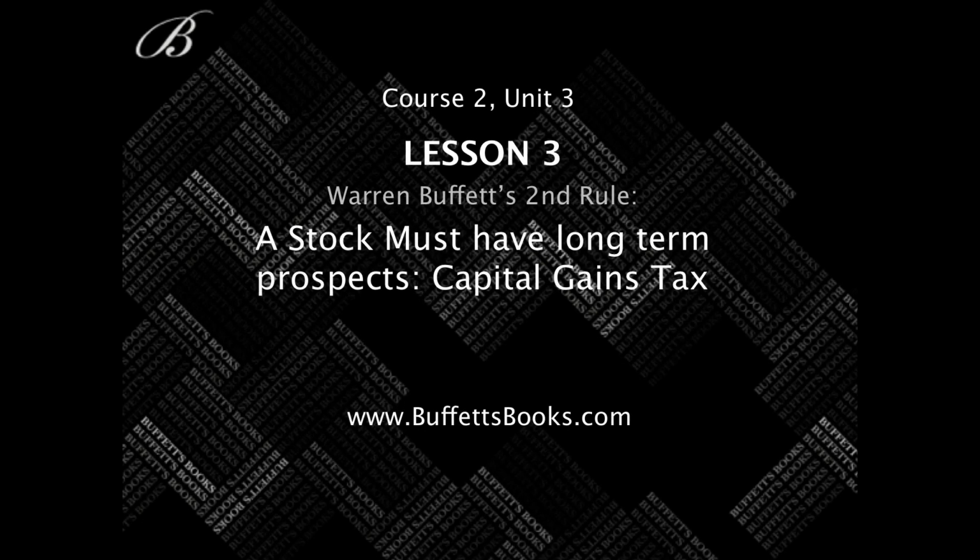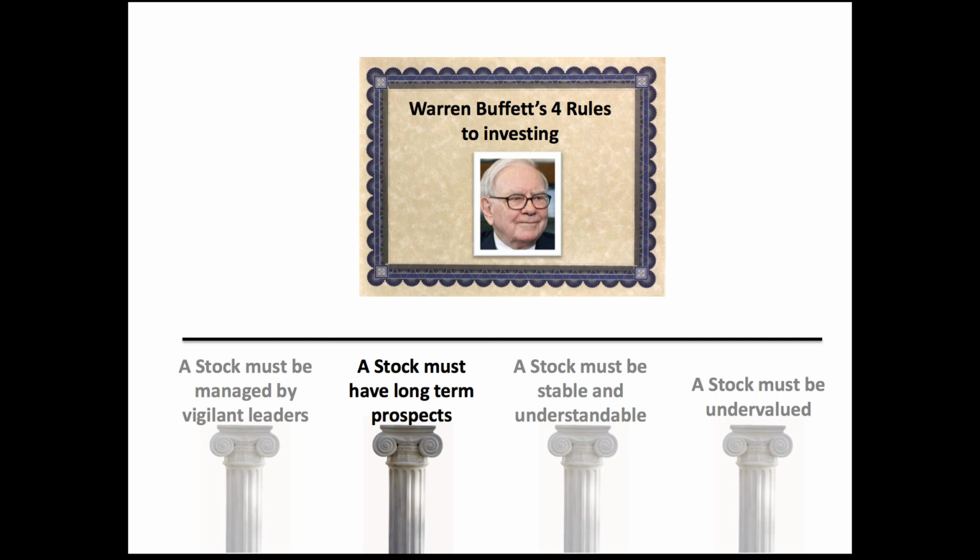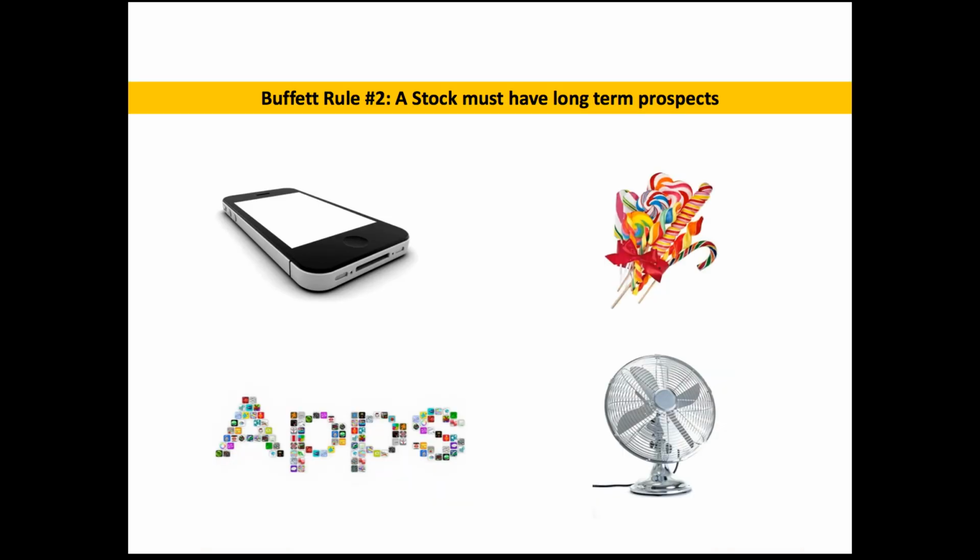So let's get started. Okay, so here we are at the second rule, a stock must have long-term prospects. So as we look at these 4 different items up on the screen, let's go item by item and let's predict whether this is still going to be something that we see in 30 years from now. So the year in 30 years from now is going to be 2042.